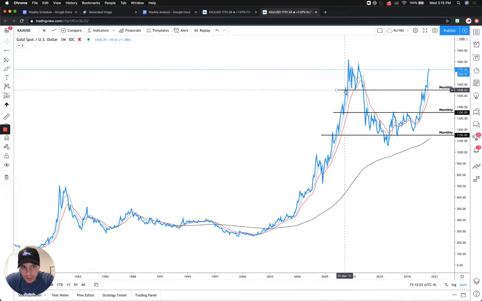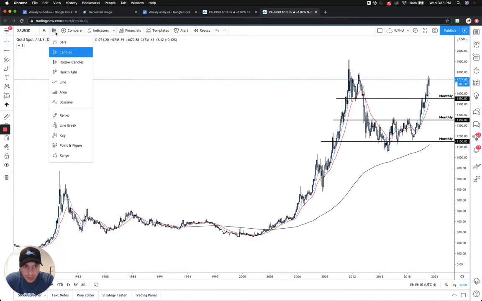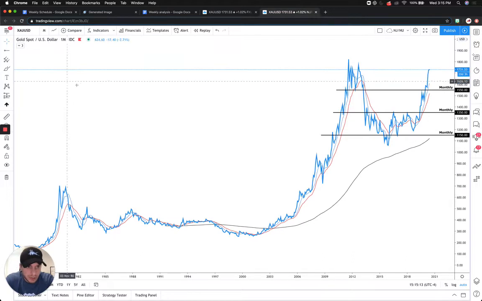And it actually lines up pretty well. You could see price action reacted multiple times. You could even jump back and forth between the candlestick chart and the line chart just to double check. So it's looking good.